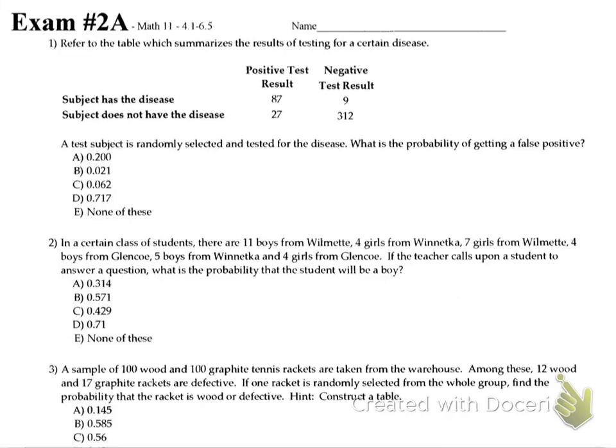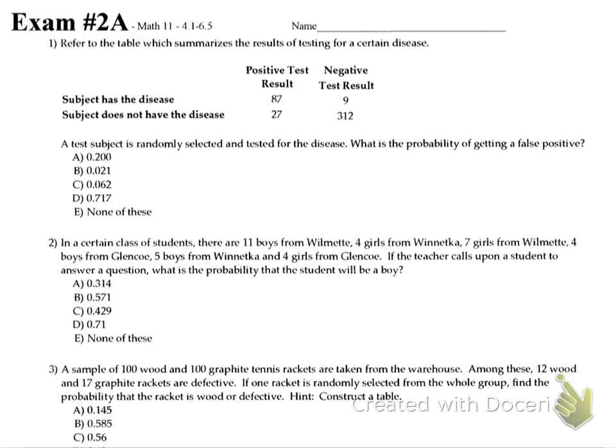What do you think about number one there? So how do we go about answering that question? Remember how the different groups work, right? So tell me about those 87 people. What do we know about them? Yeah, they have the disease and they got a positive test result.